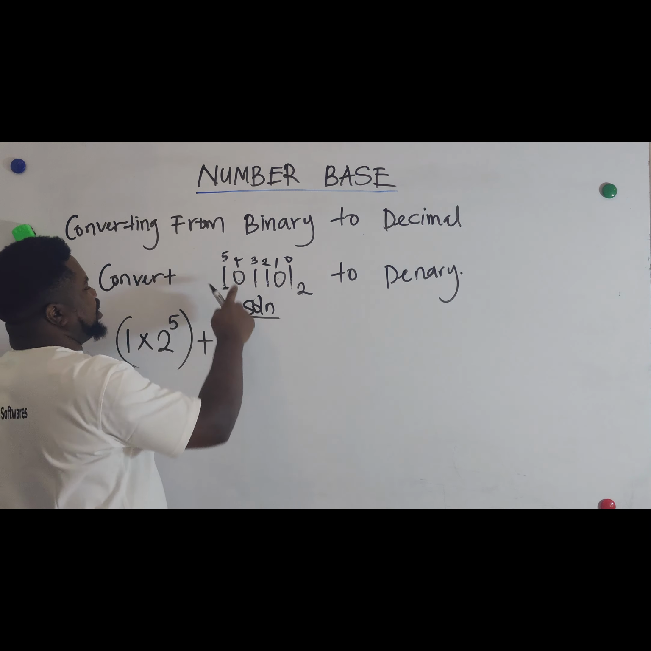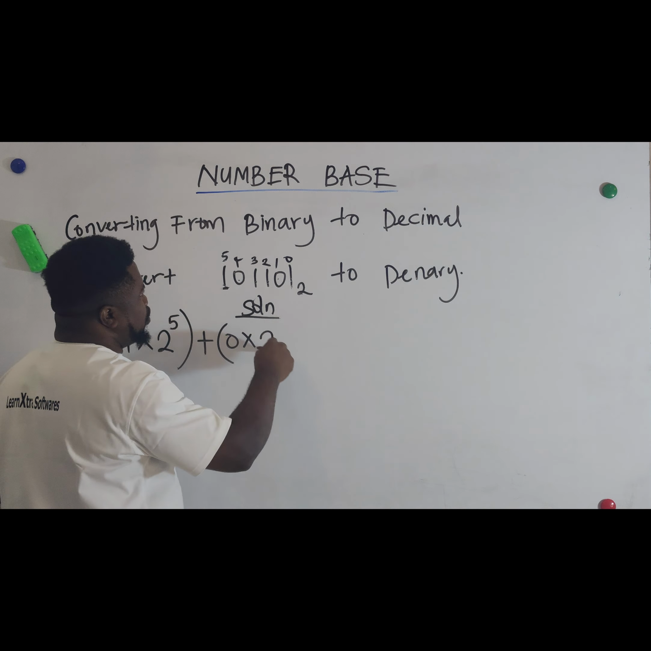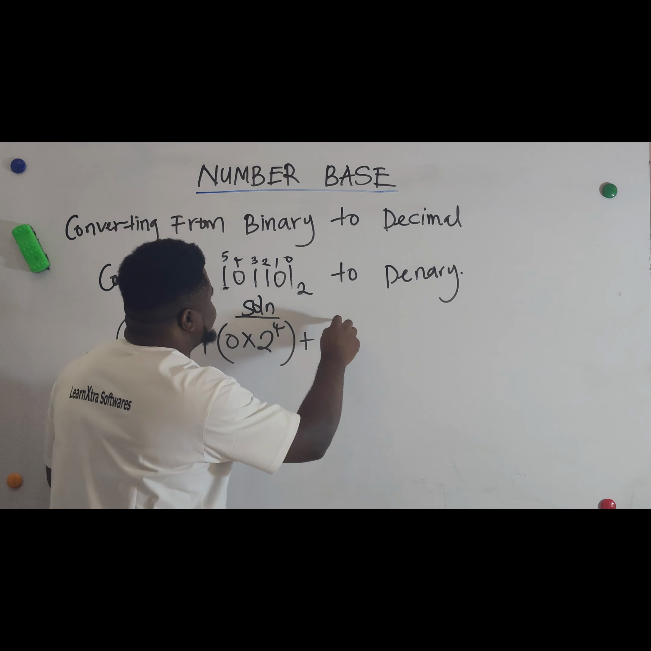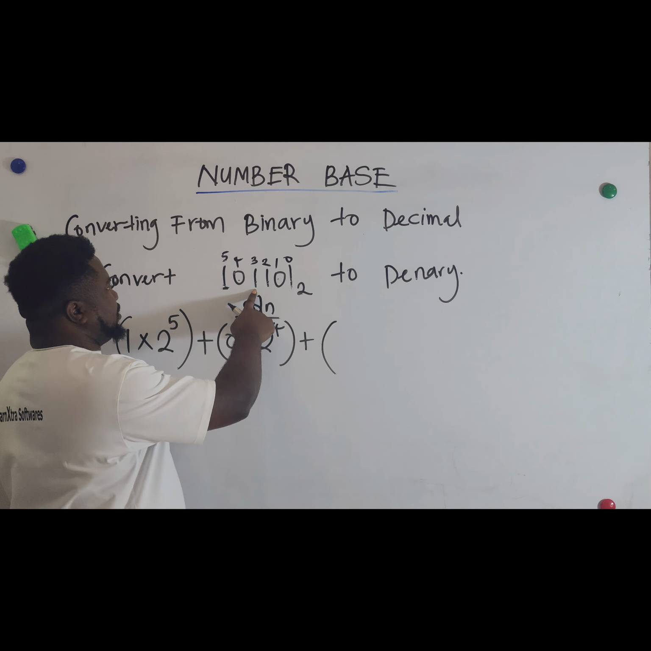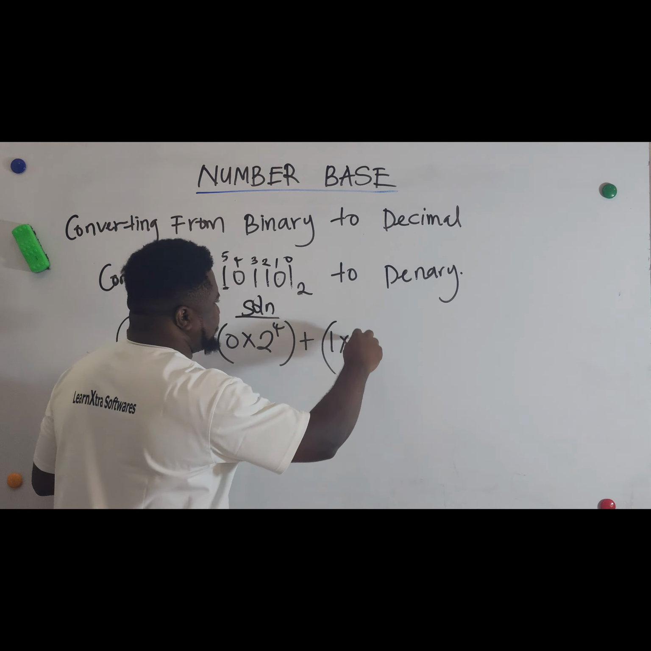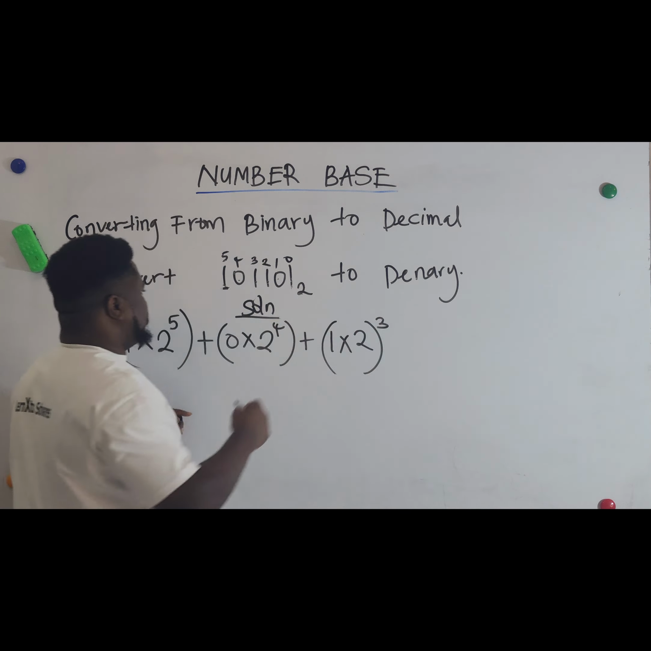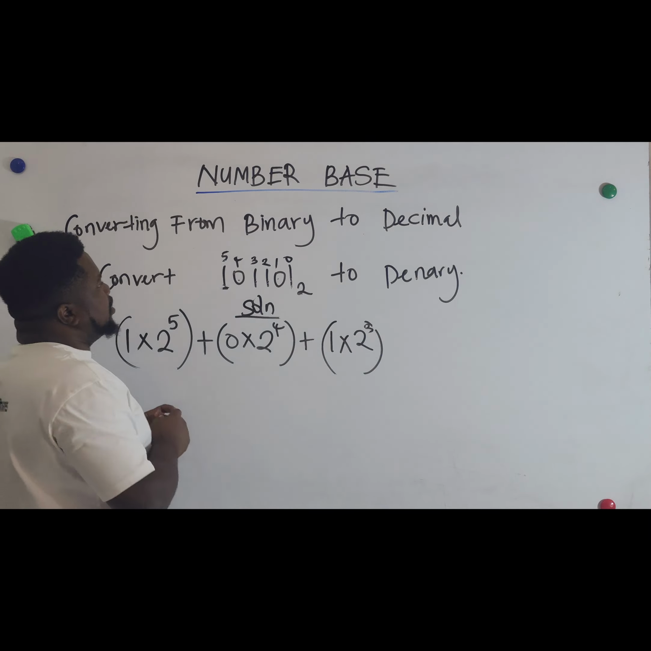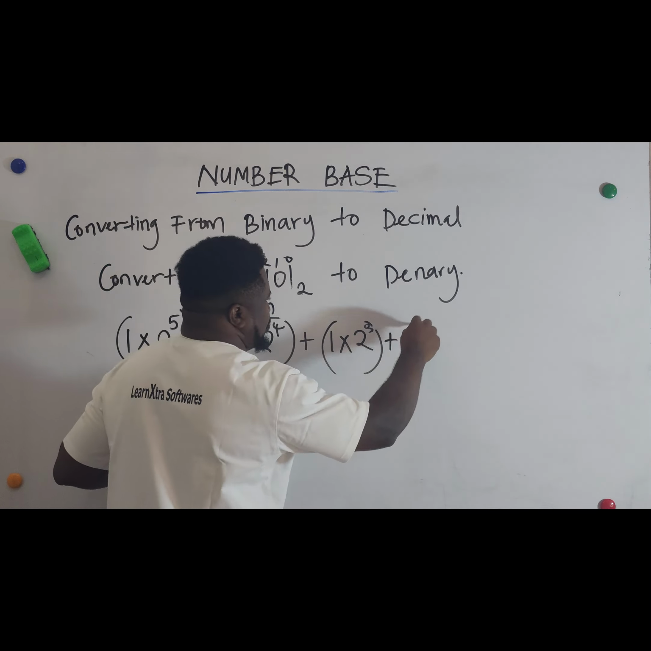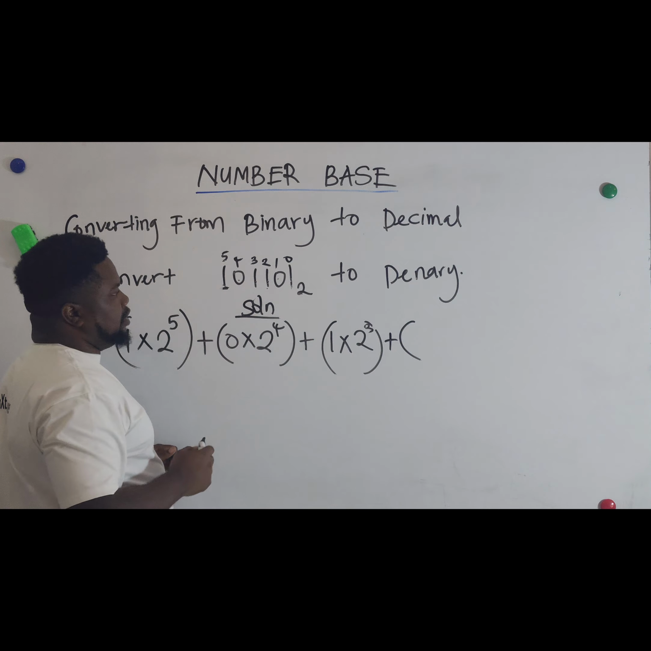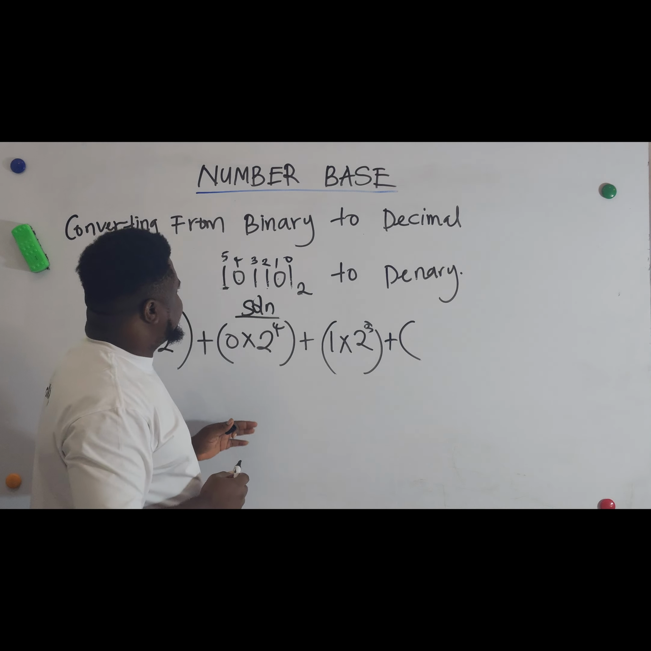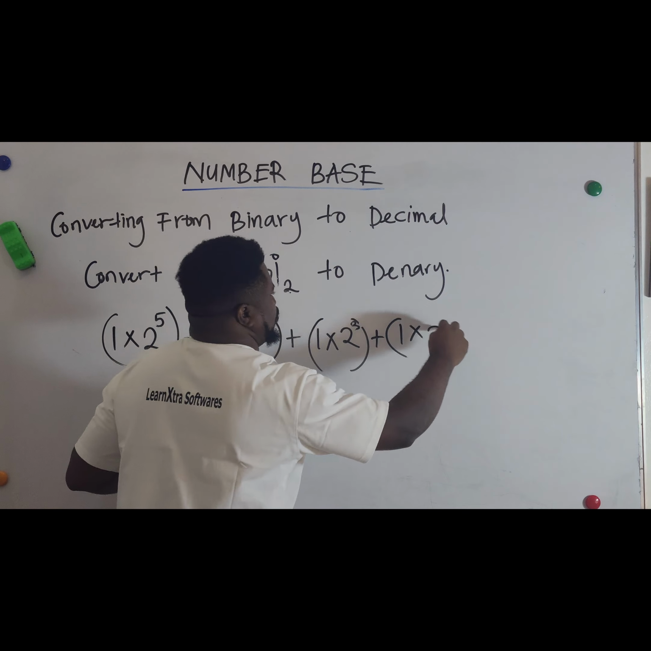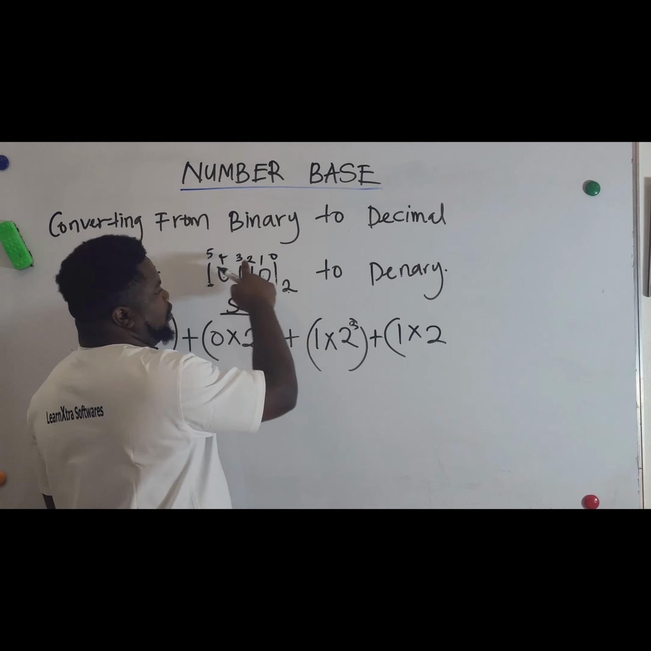Plus 0 times 2 to the power of 4. Plus next is 1, power of 3. So I have 1 times 2 to the power of 3. Next is 1. Yes. We have 1. This one now will times this 2 to what power? Power of 2.